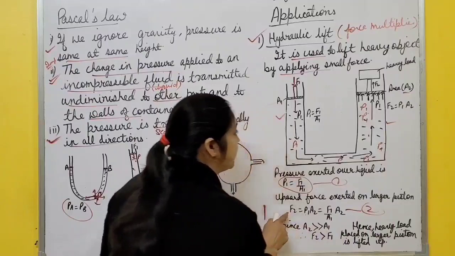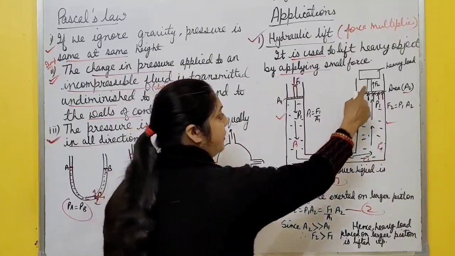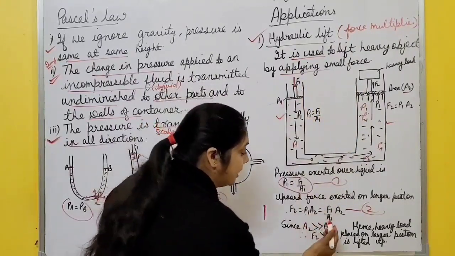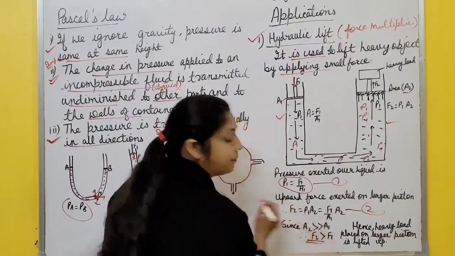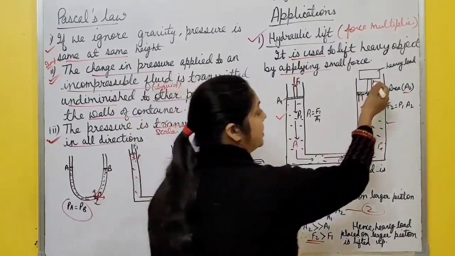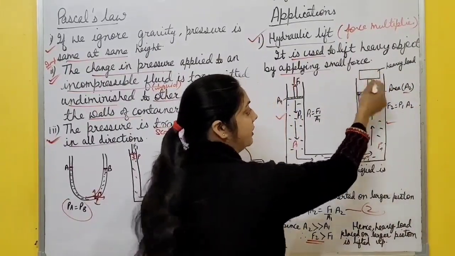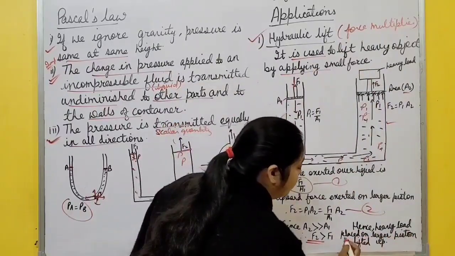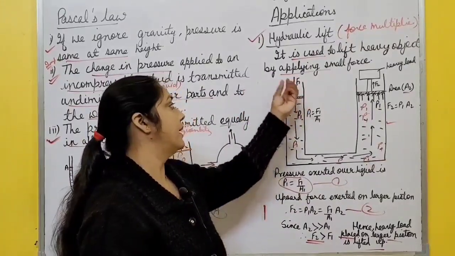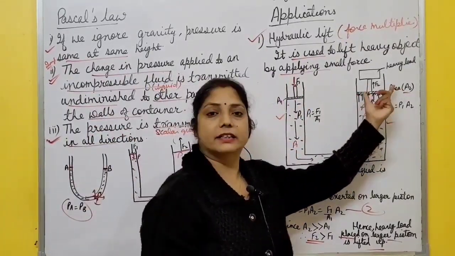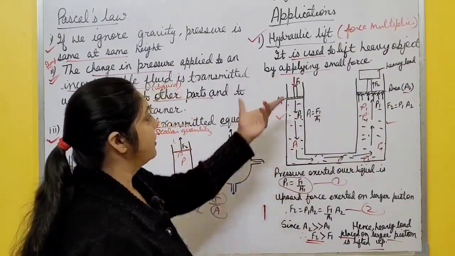So this much force is exerted by the liquid over this piston, and this force F2 is much larger than F1. How? Here A2 is greater than A1. It means force F2 is greater than force F1, and this force is used to carry or support or lift the heavy load which is kept over this second piston, right? Hence the heavy load placed on the larger piston is lifted up, and in this way this hydraulic lift works. By applying a small force, a large force is created at the other end which is used to support or lift heavy loads. So this is the construction and working of the hydraulic lift.